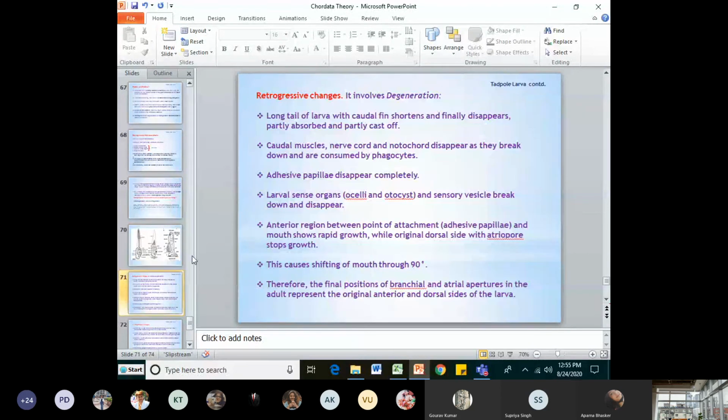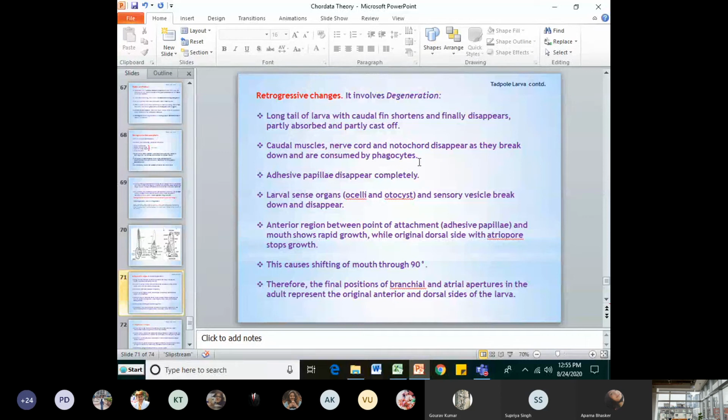So the retrogressive changes involve degeneration. And what are the degenerating characteristics? The long tail of the larva with caudal fin shortens and finally disappears, partly absorbed or partly cast off. So this is how the tail is shed, or lost. The caudal muscles, nerve cord and notochord disappear as they break down and are consumed by phagocytes.